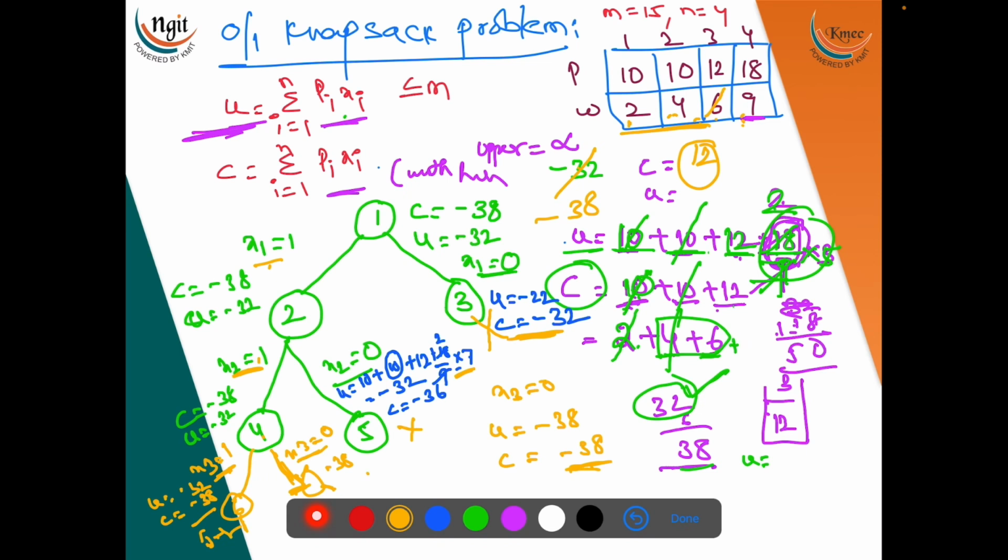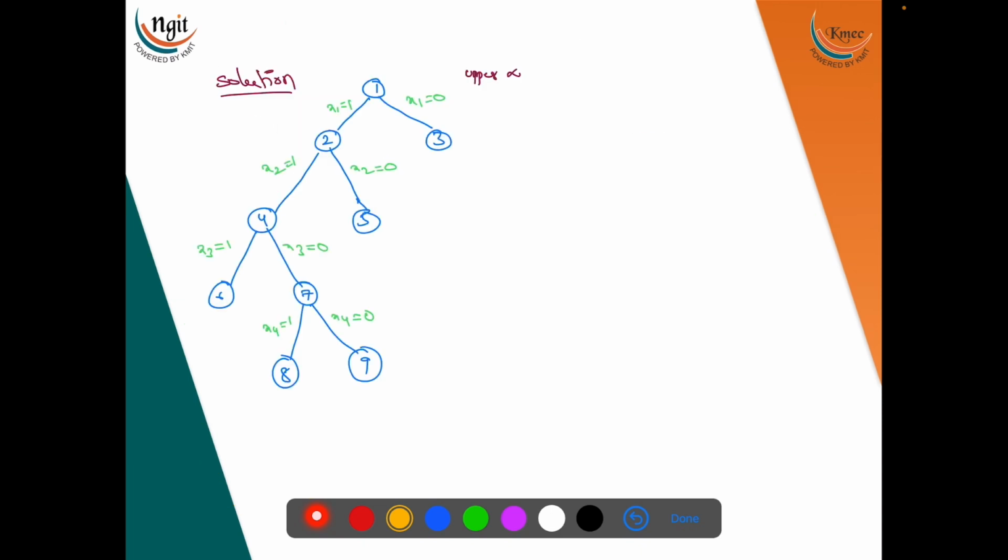So in this node, can I have the x4 object? That means x4 equal to 1, x4 equal to 0. Now let's see. When I put x4 equal to 1, what value will you get? Now calculate your C and U. So U is what? x4 is equal to 1, that means 10 plus 10 plus 18. Now what is the value? 20 plus 18, which is 38 when x4 equal to 1. That means C is equal to U is equal to minus 38.